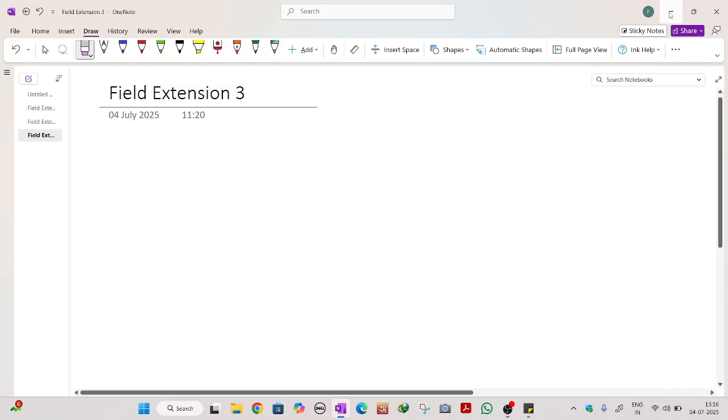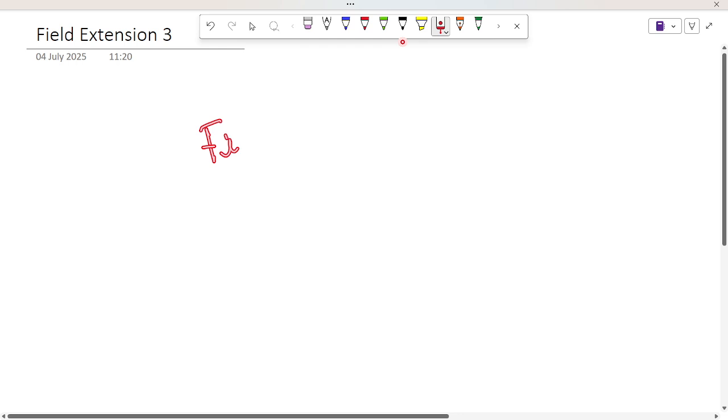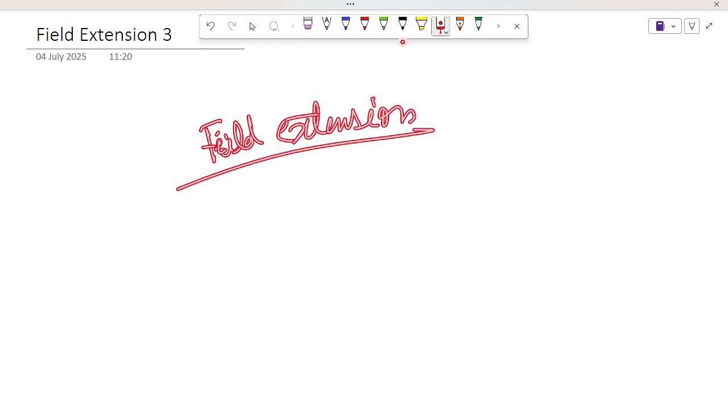Welcome everyone. Let me go to the third talk on the same topic. So our last talk contained that field extension. Field extension. Sorry.